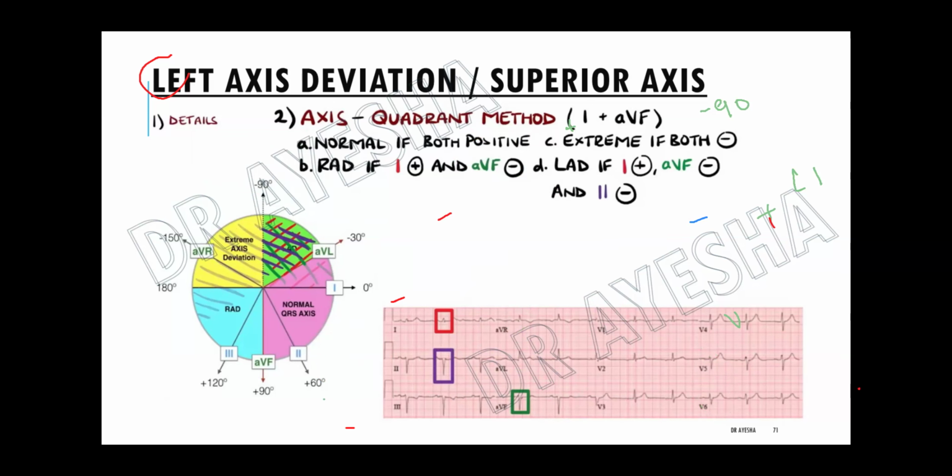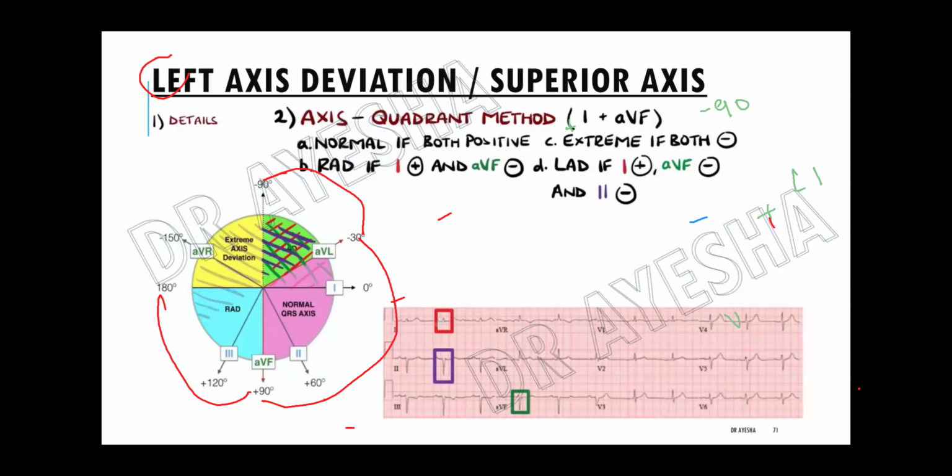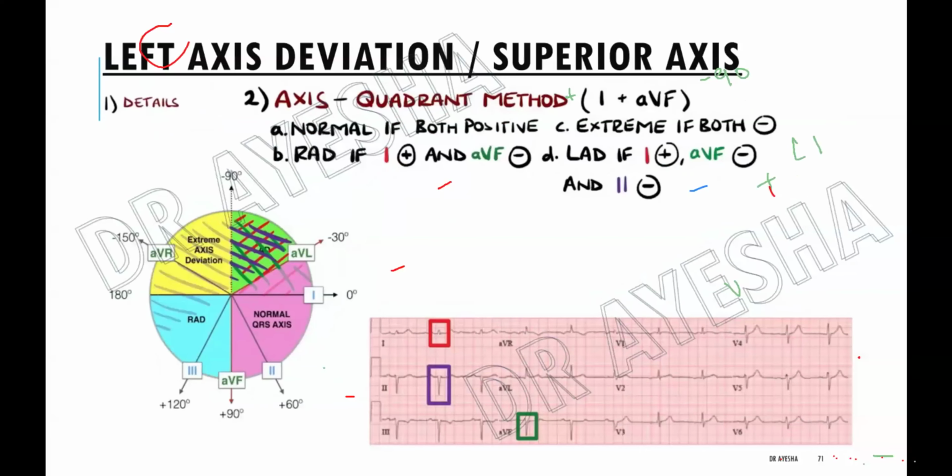If they give it to you in numbers, you should know this diagram as well, so you can tell in numbers. Just remember minus 30 to plus 90. This is the normal. Beyond positive 90, it is all right axis. Minus 30 to minus 90, this is your left axis. In that way, you can tell about the axis as well.